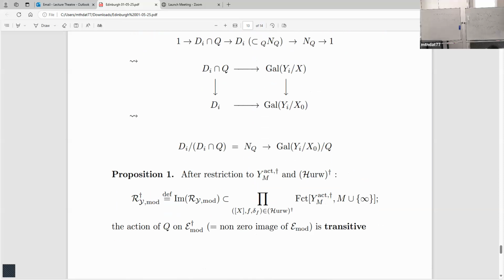Anyway, this transitivity result also applies here over the moduli. Namely, remember, this Ry mod is inside this infinite product of function spaces indexed by various Hurwitz data. And what happens is that if for each fixed Hurwitz datum you restrict the set of active points, and then you restrict the set of Hurwitz data to a subset of Mg which is Zariski dense, you get the same result, namely the action of Q on the non-zero images of the idempotents of this is transitive also.